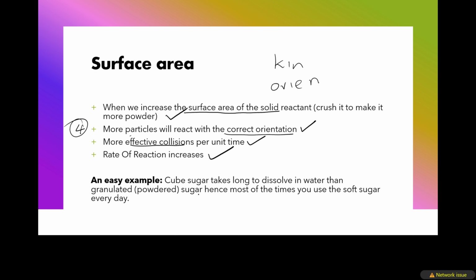So this easy example which I've made is that the cube sugar will take longer to dissolve in water than the powdered sugar. Hence, most of the time you use soft sugar in your homes, you do not use the cube sugar. So that is the whole point.